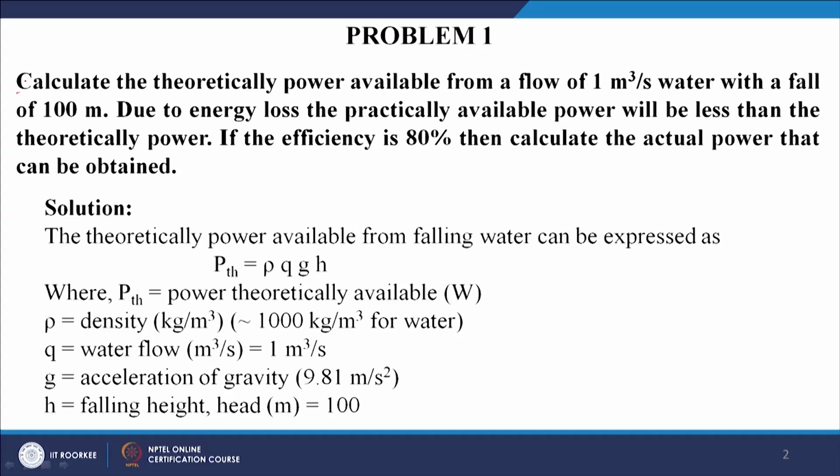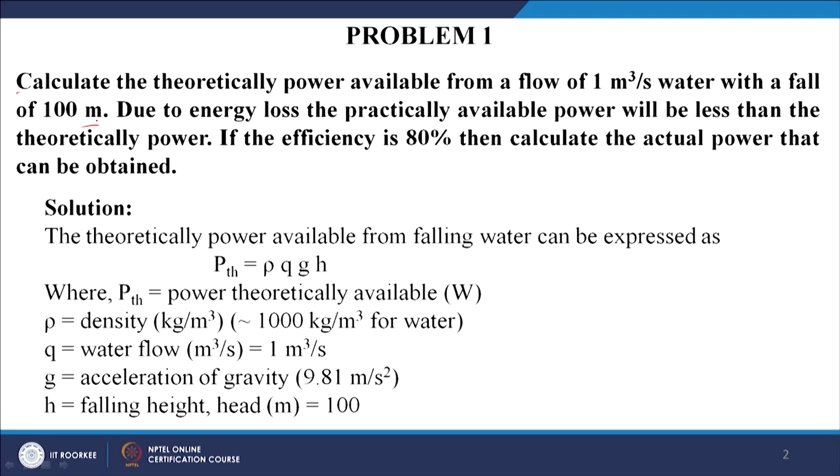Hi friends, now we will have a tutorial session and we will solve some numerical problems on the basis of our discussion held in the last 4 classes. The statement of the first problem is: calculate the theoretically power available from a flow of 1 meter cube per second water with a fall of 100 meter.